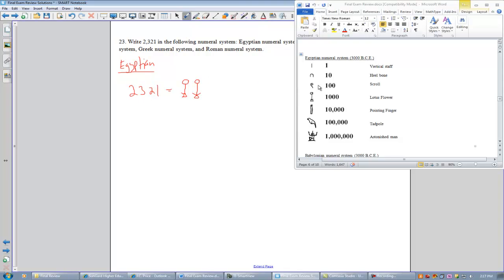And I need to represent 300 things. So that would be 3 scrolls. So here are my scrolls. 1, 2, and 3. So that's 300 things, and then 20 things. We use 2 heel bones here, and then 1 thing, a vertical staff. And so that's how we would represent 2,321 things using the Egyptian numeral system. And then we're going to do the Babylonian numeral system.